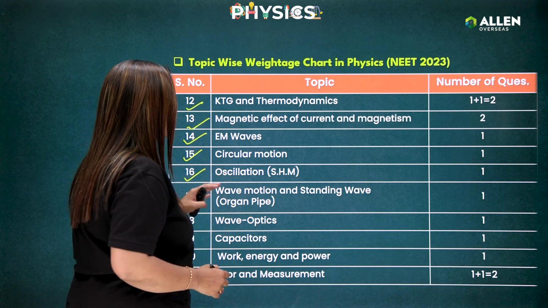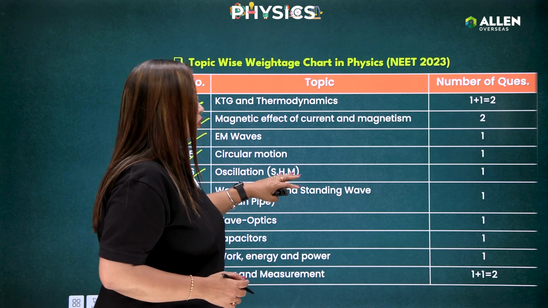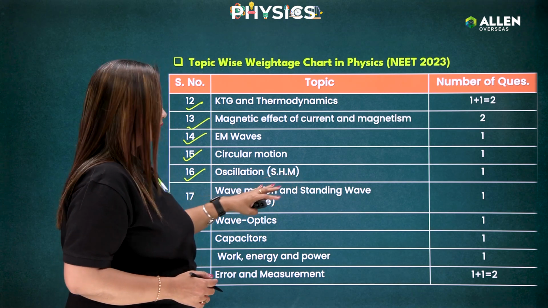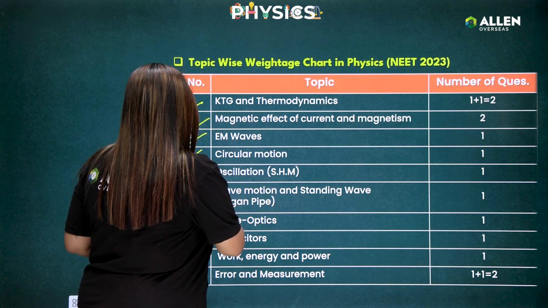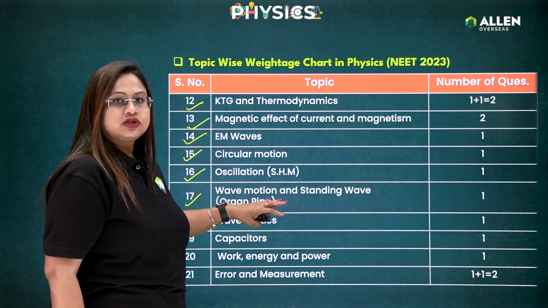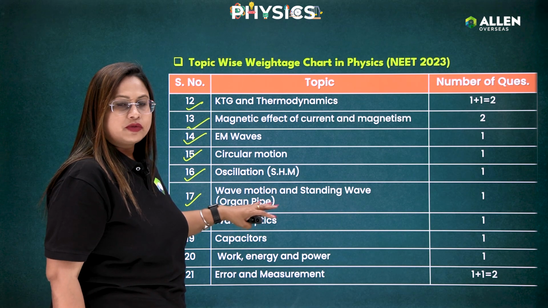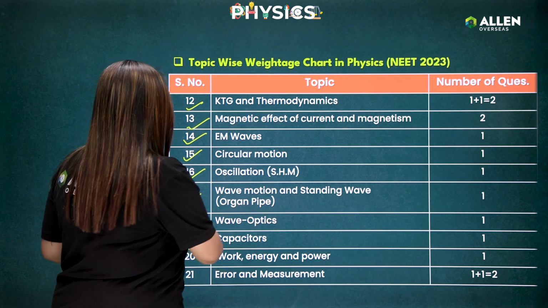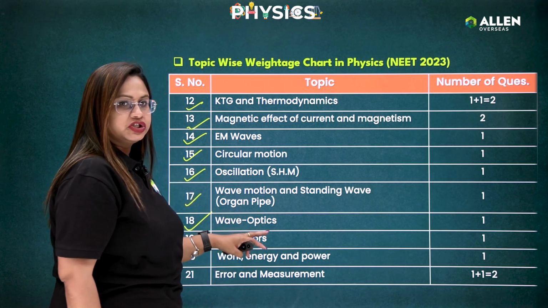16th is oscillation, simple harmonic motion. One question was there from simple harmonic motion, and that was there in your section B. Wave motion and standing wave, we had only one question, that was based on organ pipe. Obviously, from the organ pipe we had one question here. From wave optics we had one question.